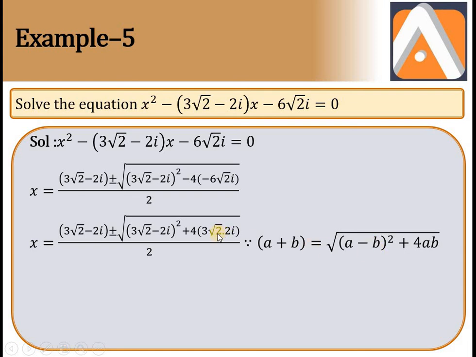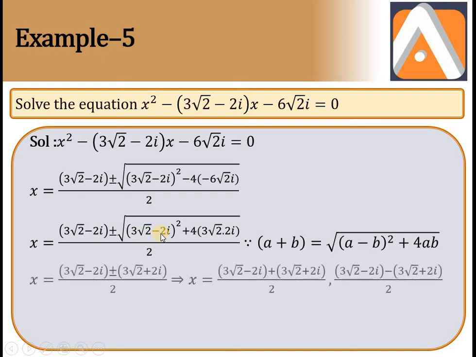So according to that, see, this is a minus b whole square. In place of a we have 3 root 2. In place of b we have 2i. So (a minus b) whole square plus 4 into a, 3 root 2, into b, 2i. So it is the same formula. So this entire thing along with the root becomes 3 root 2 plus 2i.